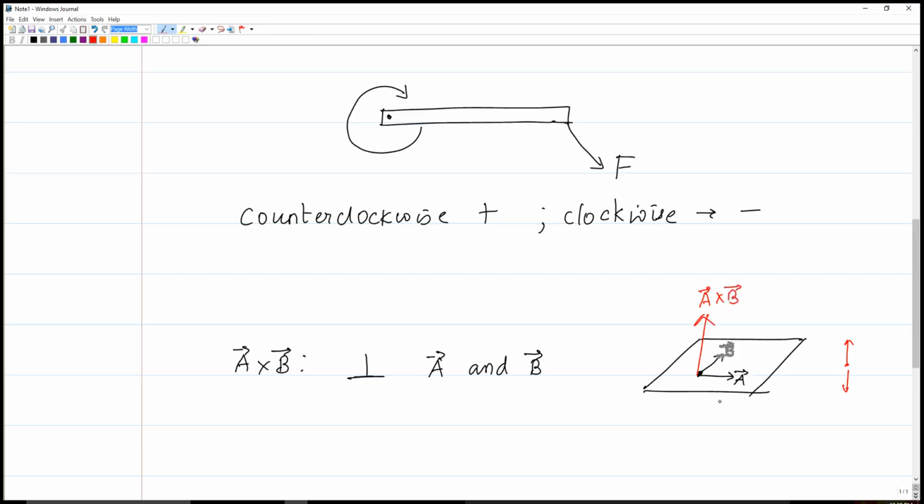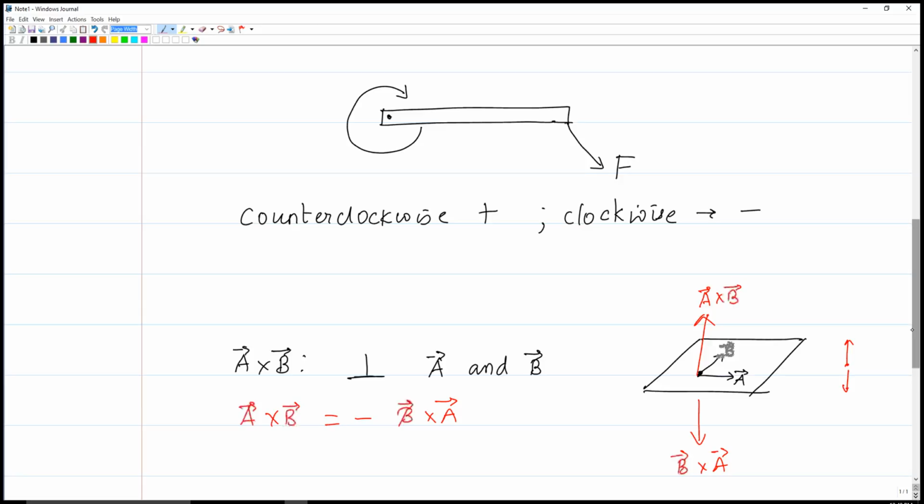So in this situation, A cross B would be pointing up. On the other hand, if you had B cross A, then once again you put your right hand aligning with B, and then you take it and you rotate it into A, and then you end up getting B cross A. And you see that these are two completely different vectors, and what we understand is that A cross B is simply the opposite of B cross A.